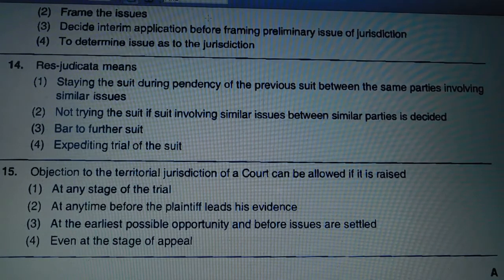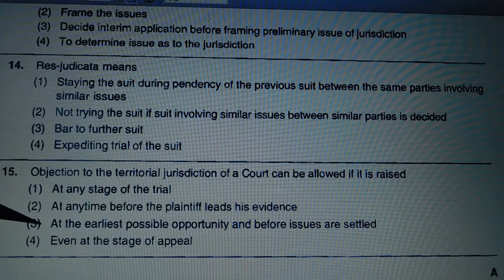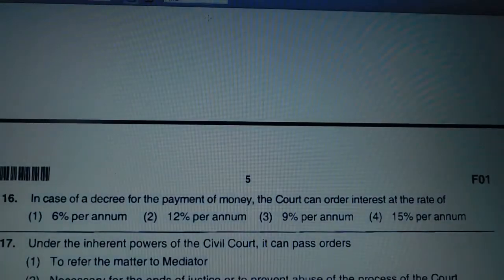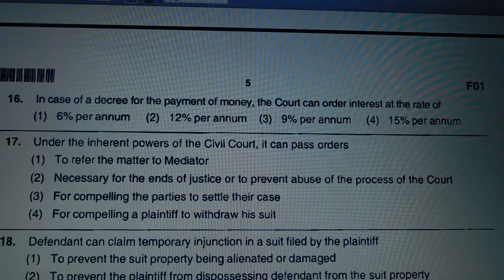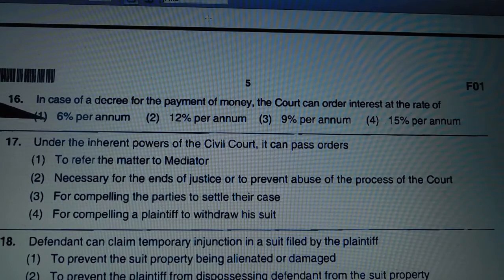Question number 15. Objection to the territorial jurisdiction of a court can be allowed if it is raised. The answer is at the earliest possible opportunity and before issues are settled. Question number 16. In case of a decree for the payment of money, the court can order interest at the rate of. The answer is 6% per annum.